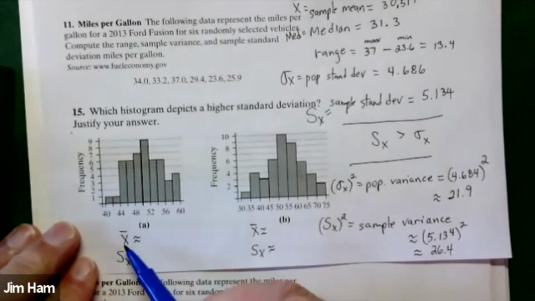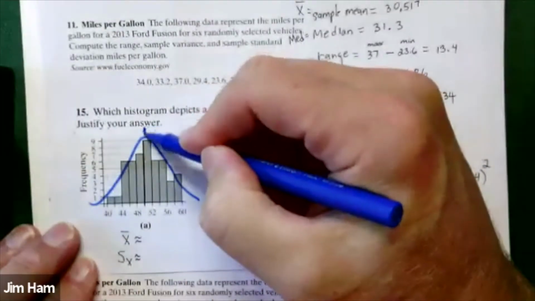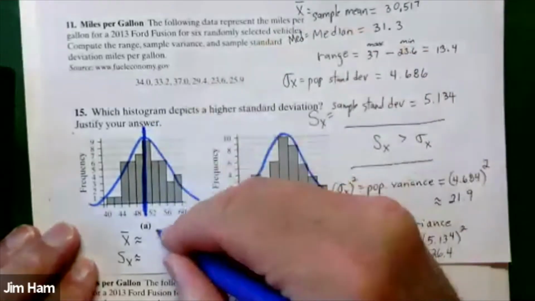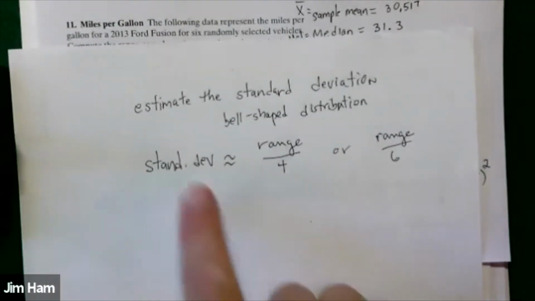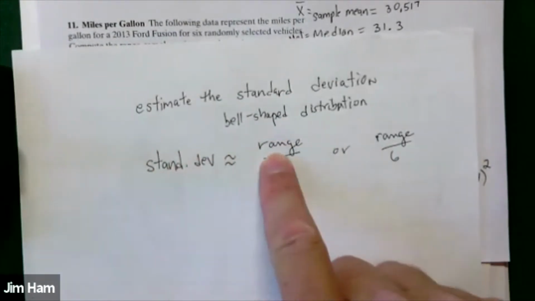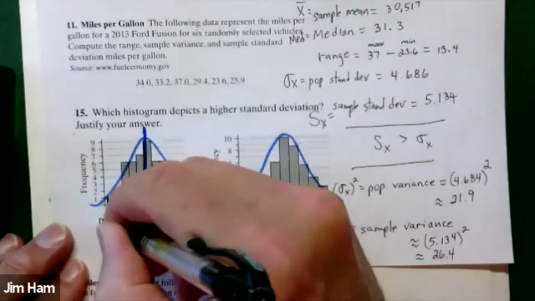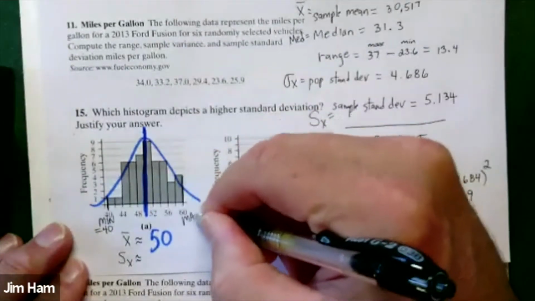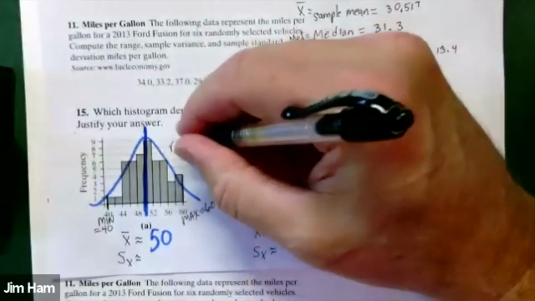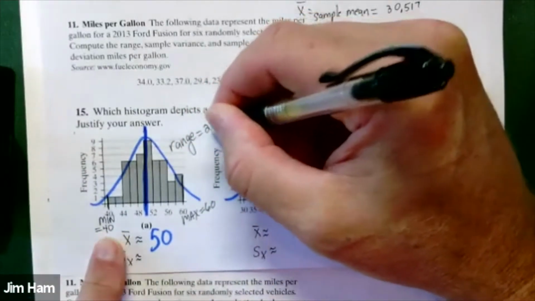The mean in a bell-shaped distribution, and this is approximately bell-shaped, so is this one, is kind of right in the middle, right about right there. And for me, that looks to be 50. Now, to estimate the standard deviation, I'm going to take the range and divide by 4. As long as I'm dividing by 4 on the other one, I can compare the two. All right, so I'm going to say that the min is 40, and here, the max is 60. Therefore, the range is 60 minus 40, which is 20.